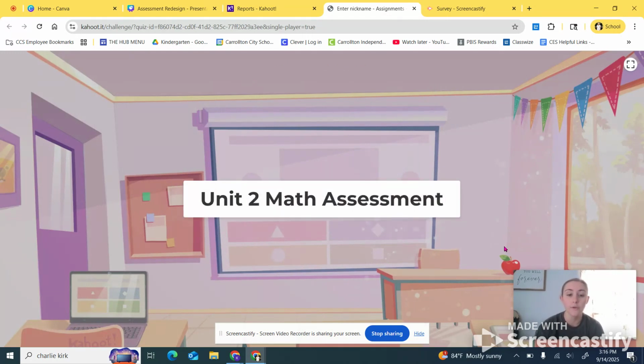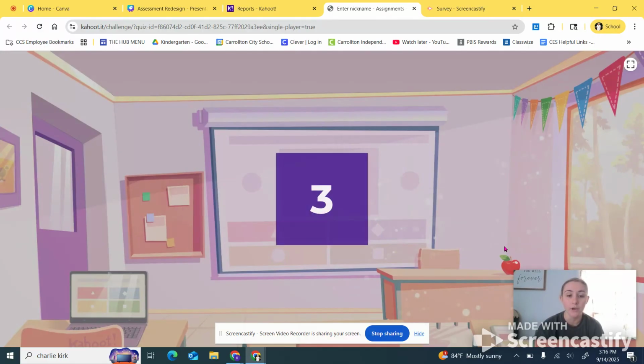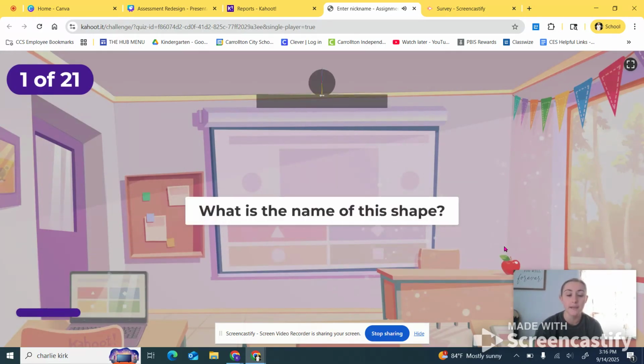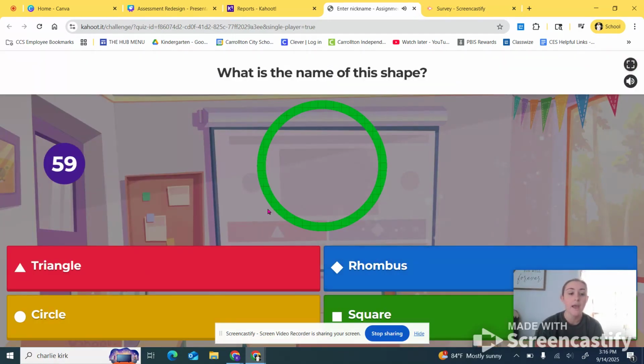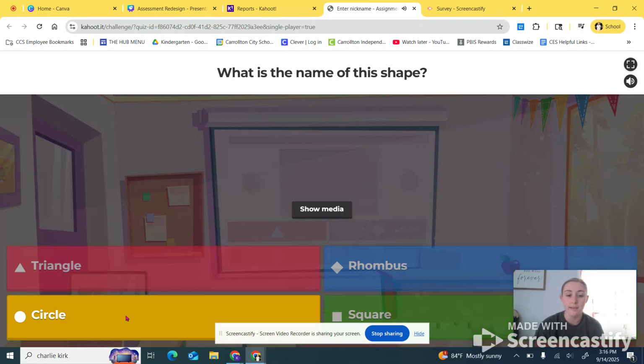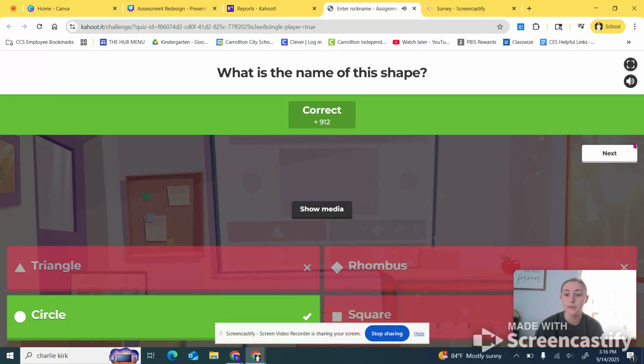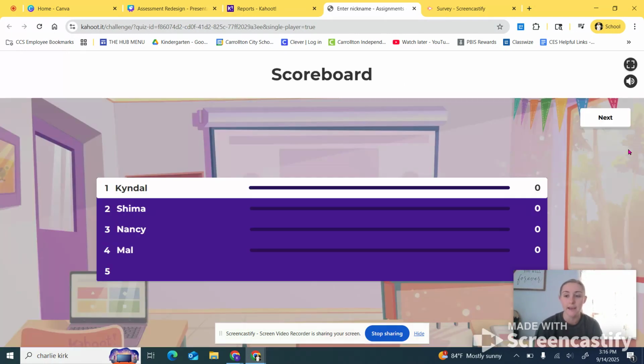Throughout the Kahoot game, one great thing about Kahoot is that it gives students instant feedback, which is one of those enhancement features. So I would read, what is the name of this shape? And then we would pick the name of the shape: triangle, circle, rhombus, or square. Students would pick their best answer. Here it is a circle, and they're getting that instant feedback. They're also earning points as a game, so it's really enhancing that engagement piece.